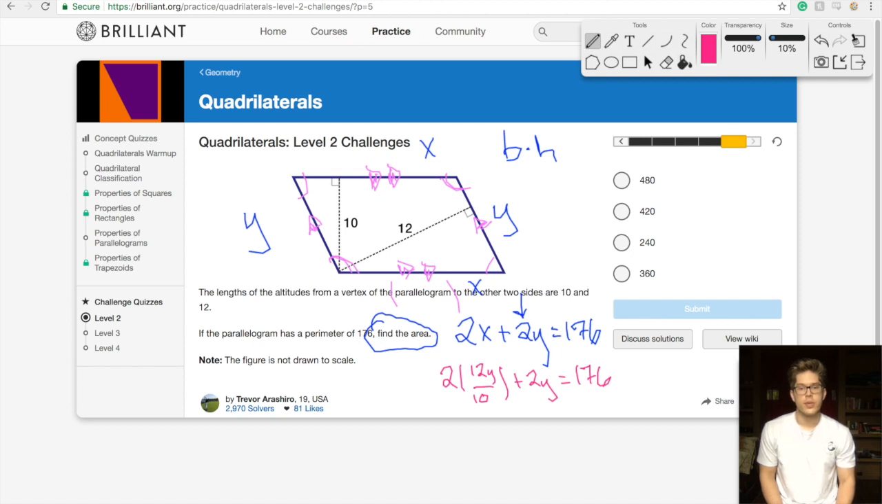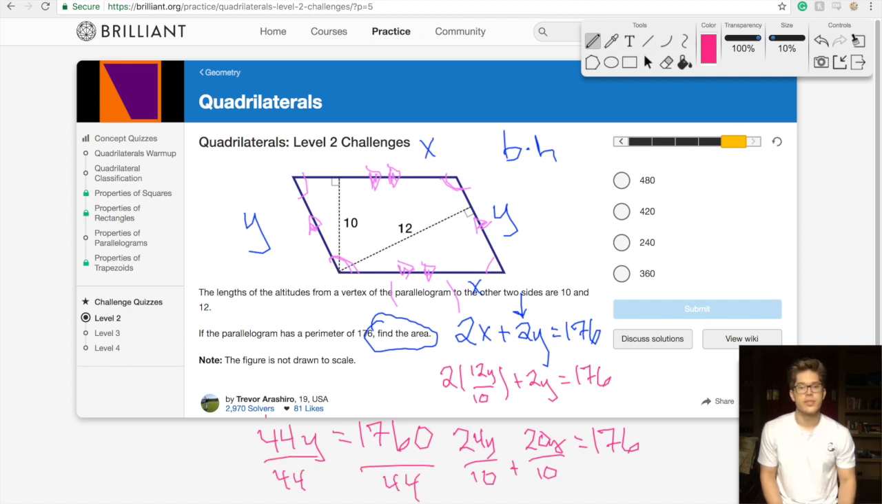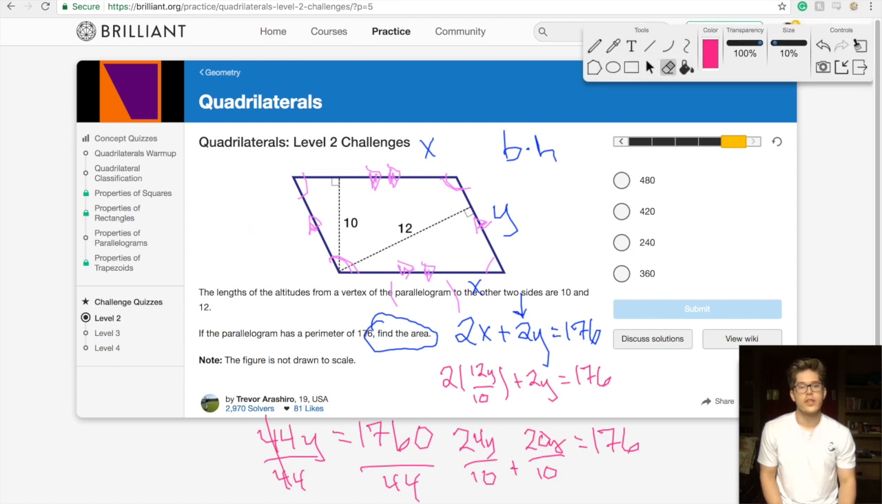And so this is 24y over 10. We're adding these together and we get 176. And so if we add these together and then multiply both sides by 10, what do we have? Well, we'll have 44y equals 1,760. And now to solve for y, we just need to divide both sides by 44. These cancel. Here, let me do the division up here. So we have 44 divided by 1,760.